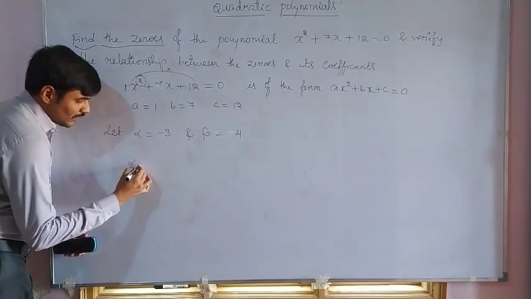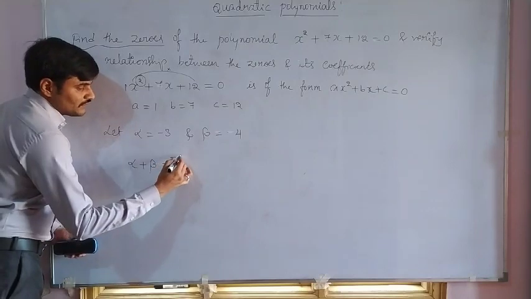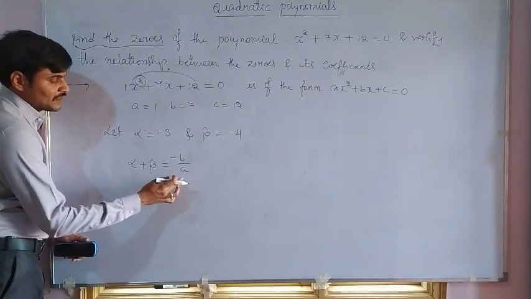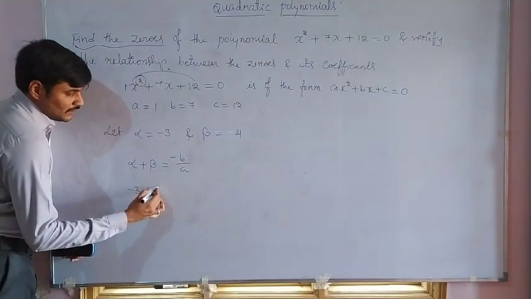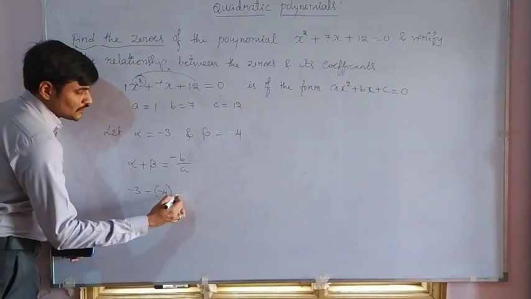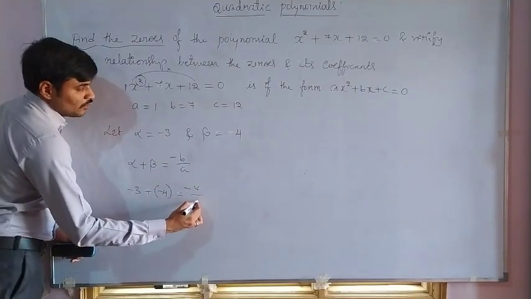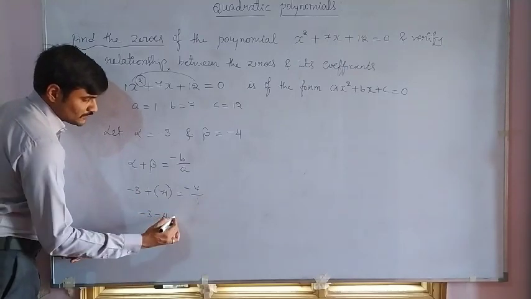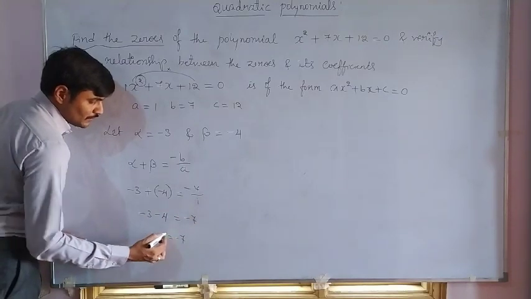Now consider alpha plus beta is equal to minus of the coefficient of x, that means minus b, over the coefficient of x square, that is a. So alpha is minus 3 plus beta, which is minus 4, is equal to minus b, that is 7, over a, that is 1. Here minus 3 minus 4 is minus 7. So minus 7 is equal to minus 7.